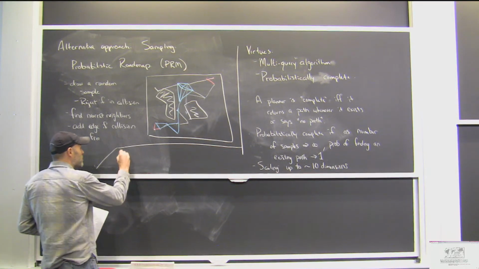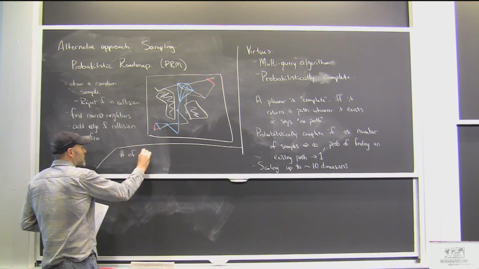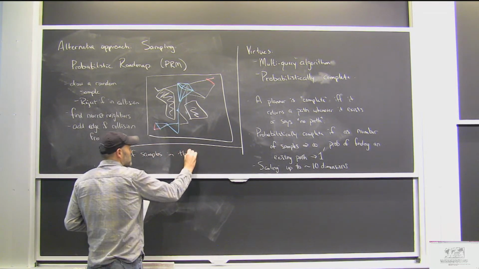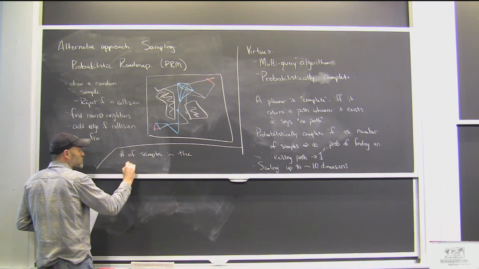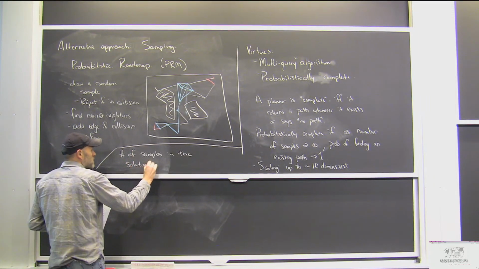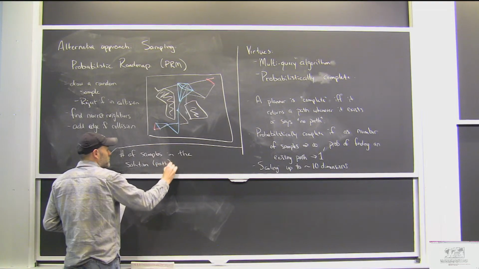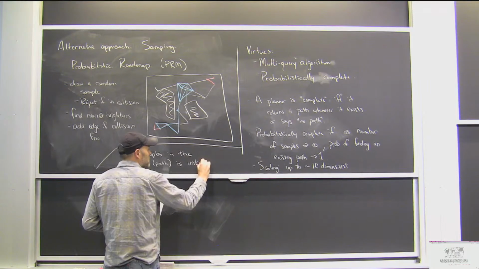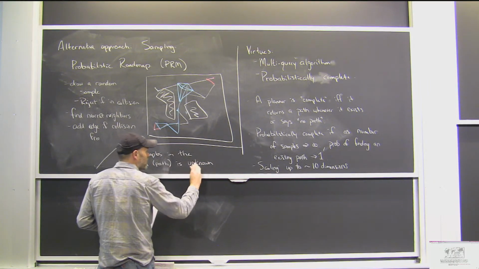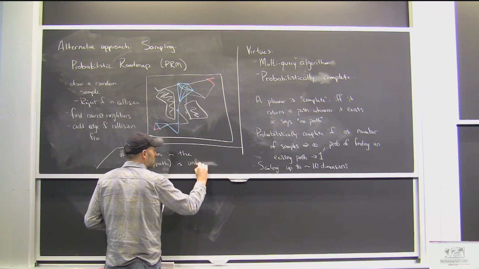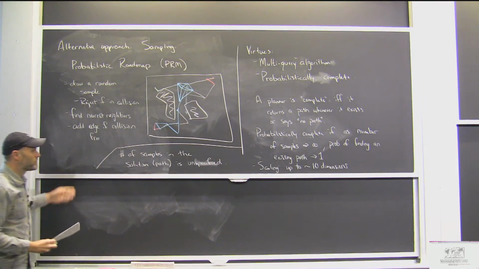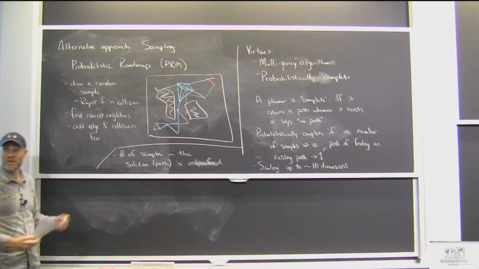So, the number of samples in the solution path is unknown, is unspecified. I like this very much. I think that should be a goal.